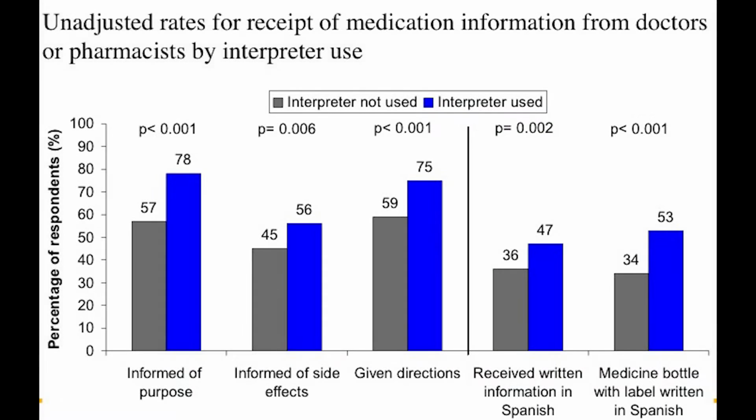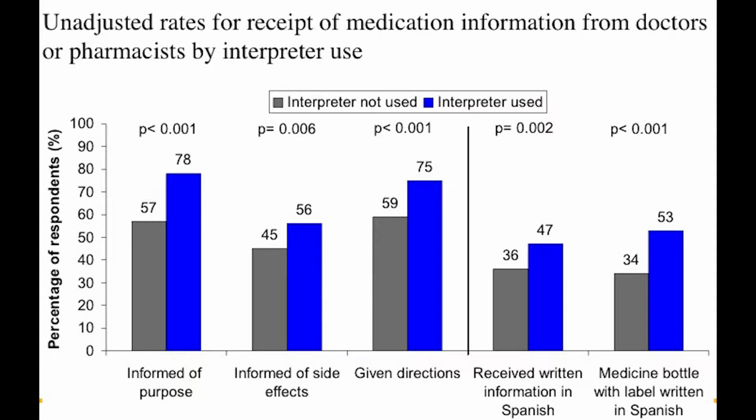One of the analyses we did was looking at unadjusted receipt of medication information. I think we all know that we're pretty bad at communicating when we prescribe. We might say the name or how many days, but it takes a lot of discipline to go down the list of the purpose of the medication, the side effects, the directions, and then also the written components, whether they received written components in Spanish, where the label on the medicine was in Spanish, in this case because it was Hablamos Juntos.